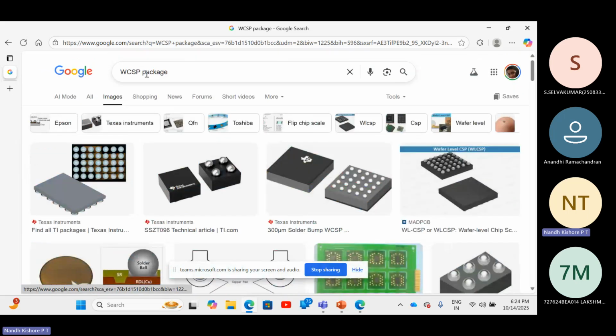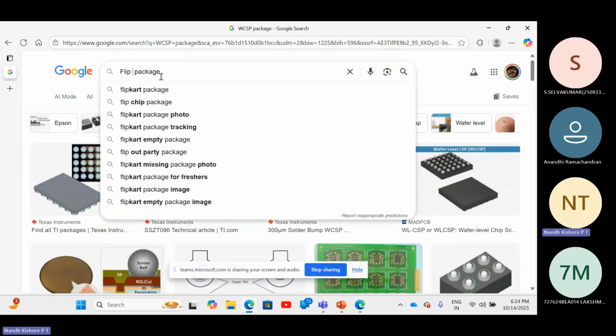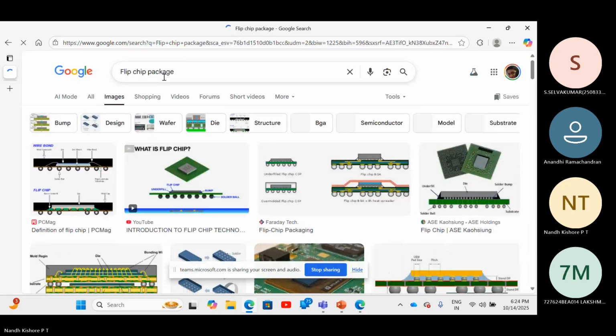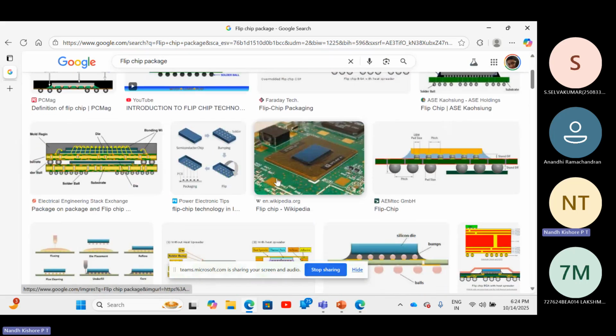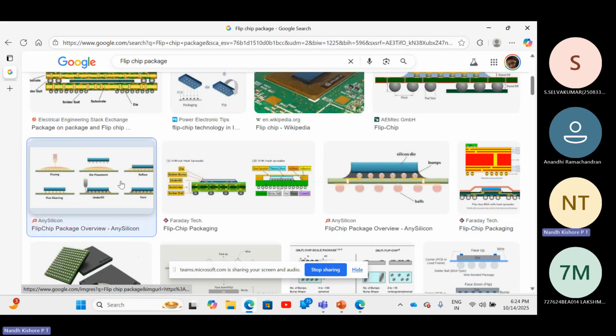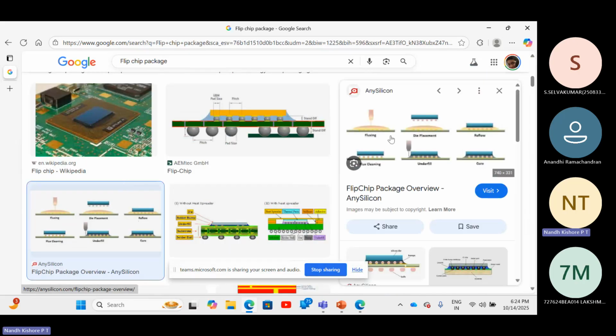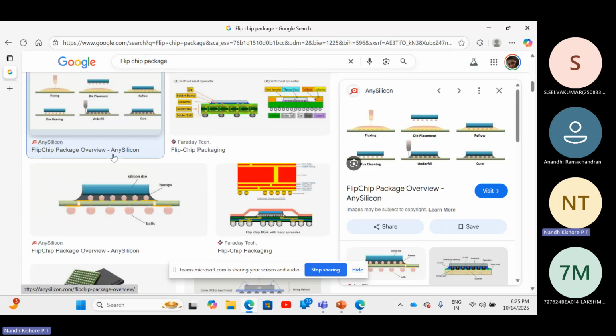So this is another option: wafer chip scale packaging, or wafer level chip scale package. That's the definition. And finally, you have the flip chip package. Flip chip as in you kind of directly mount the chip. Yeah, something like this. That is, you directly place the die and cure it. You will put some material and allow it some time so that the material gets cured.